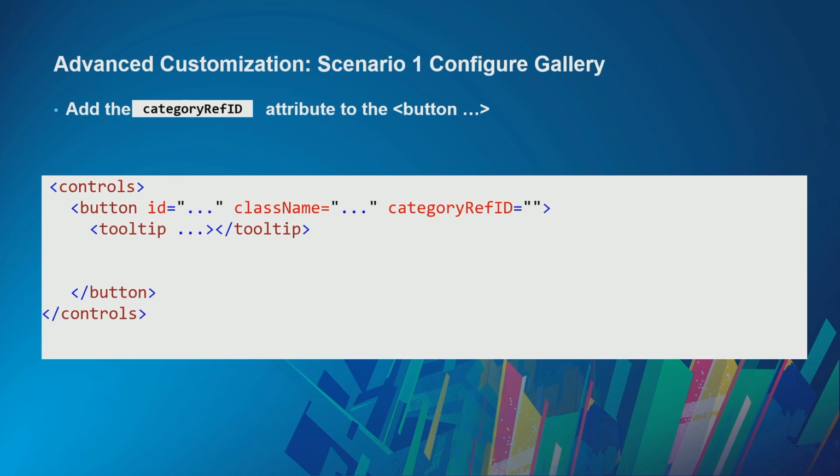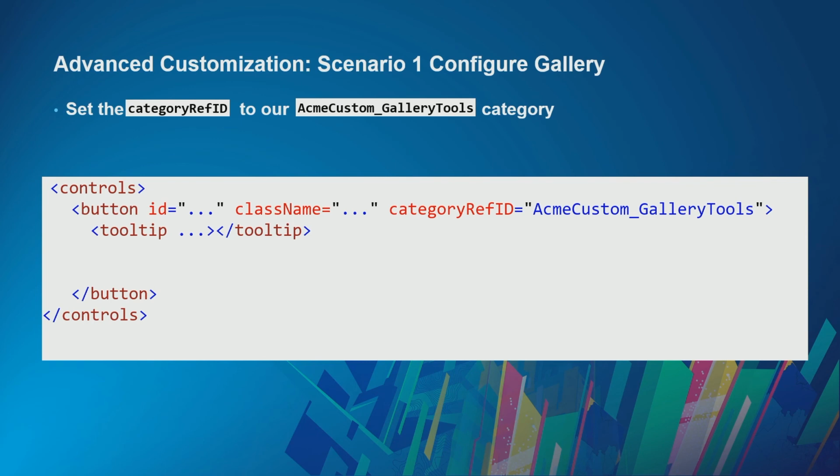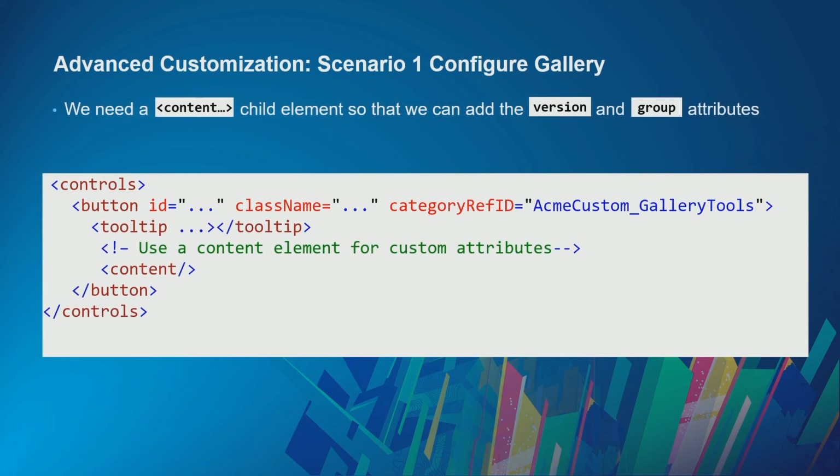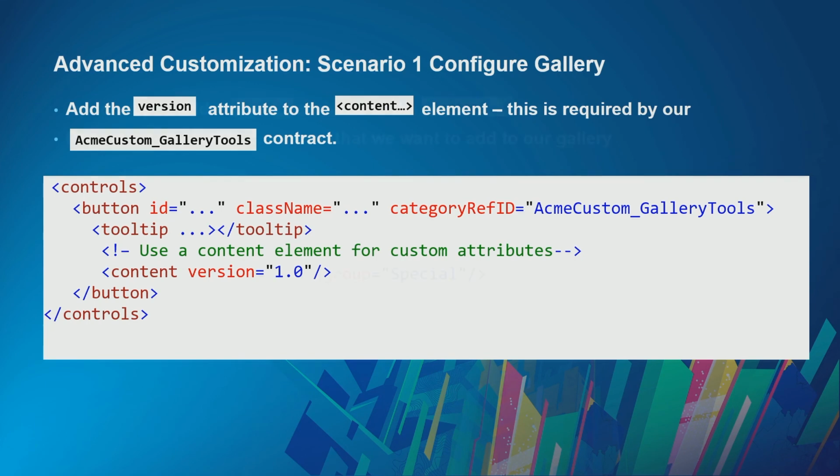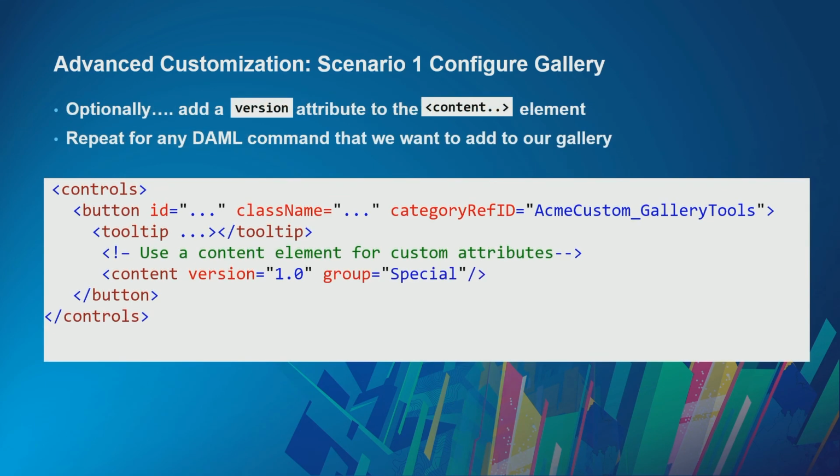So first, I set the category ref ID attribute, and I set its value to my new custom gallery. This is the Acme Custom Gallery Tools. Next, I use the content child element and I set a version attribute and a group attribute. The version is required and the group is optional. This pattern of adding the category ref ID attribute and including the content information to the button element is repeated for each button or tool that we want to register with our gallery or category.